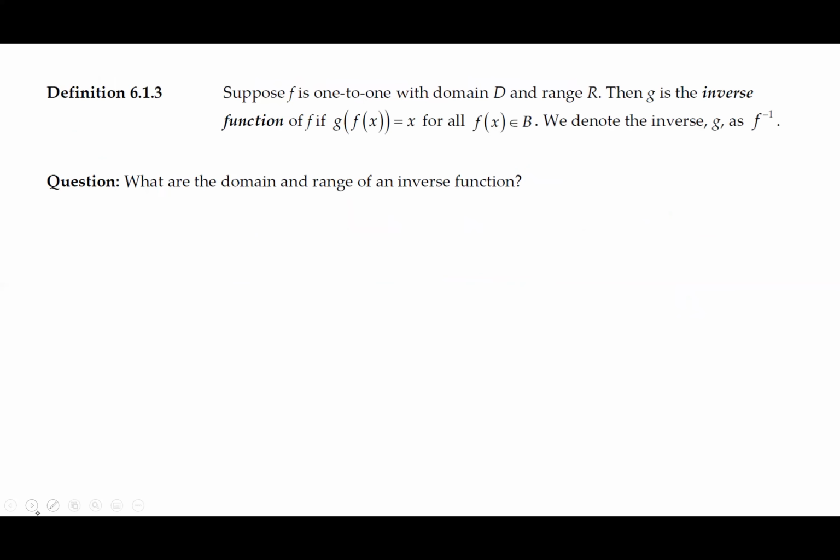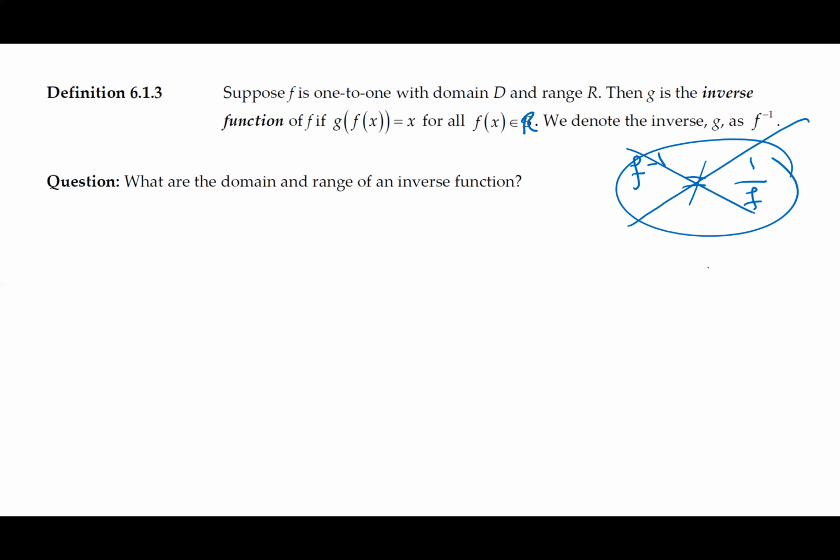All right. So let's suppose f is 1 to 1 with domain D and range R. G is the inverse if, when I compose G and F, I get x for all x, f of x in D, and I'm sorry, for all f of x in the range R. Okay, we denote the inverse G as F inverse. This F^-1 does not mean 1 over F. This is nonsensical. This little -1 means inverse. It denotes inverse, okay? So don't ever do this. This makes me sad when I see that right there.